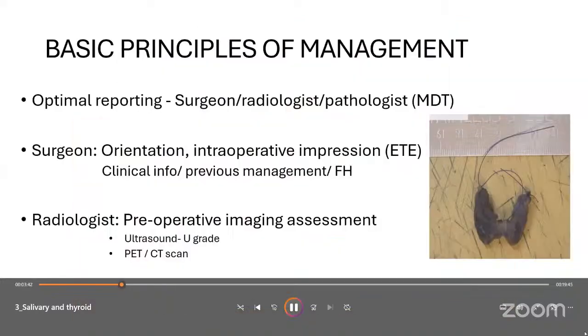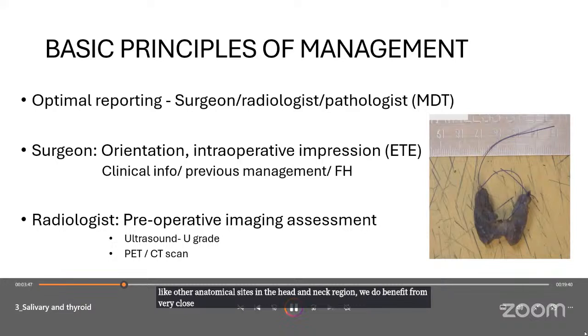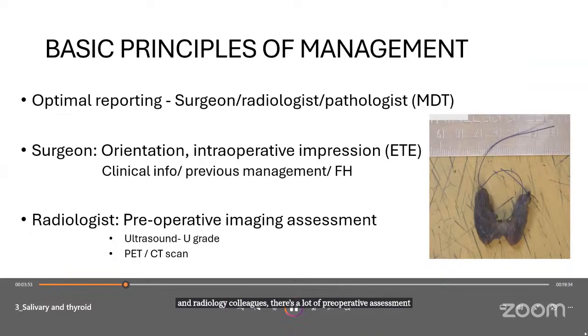Like other anatomical sites in the head and neck region, we do benefit from very close working relationships with our surgical and radiology colleagues. There's a lot of preoperative assessment and workup for thyroid patients, with a need to pass through a multidisciplinary team, sometimes on several occasions. So the surgeons can be very helpful in orientating specimens, particularly if the normal anatomy is significantly distorted by the pathological process. They can provide useful information on medication for the medical thyroid, so history of Graves, etc. And also information on intraoperative impression.